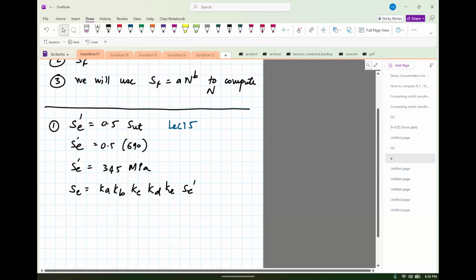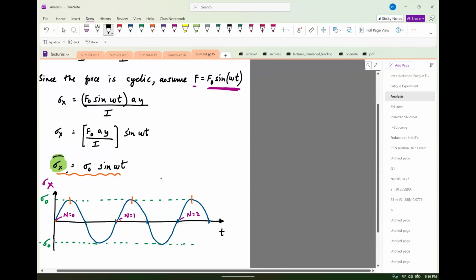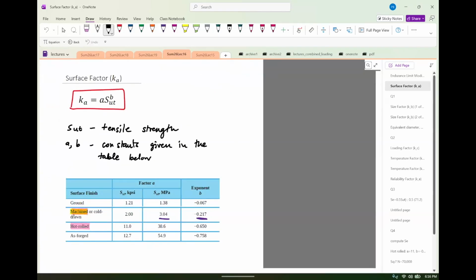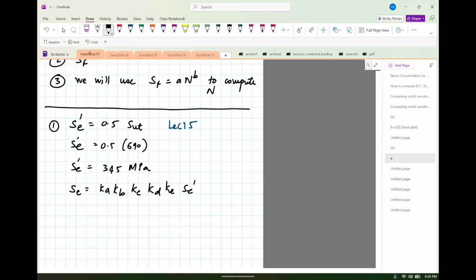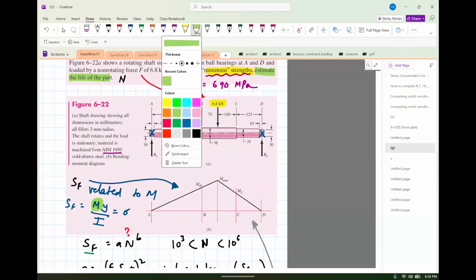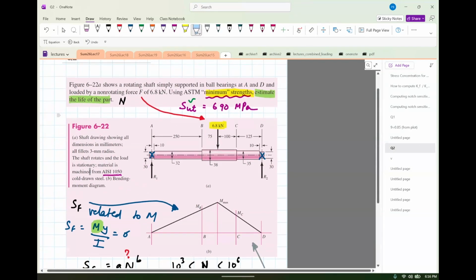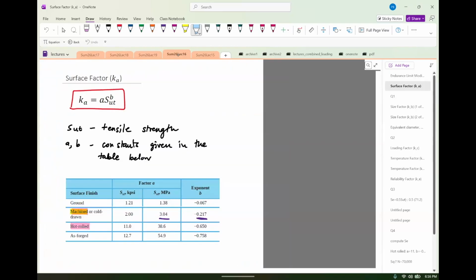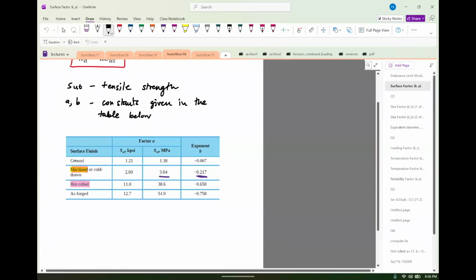Okay. Now, first thing is, what is the first factor? It's the surface finish. So ground, hot rolled, forged, and so on. What is there in the language here which hints at that? We have shafts, cold drawn steel. Yeah, cold drawn is the keyword. So for cold drawn steel, we have machined or cold drawn. So we'll use this.